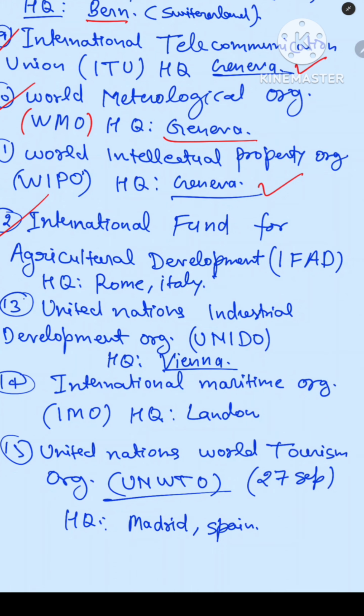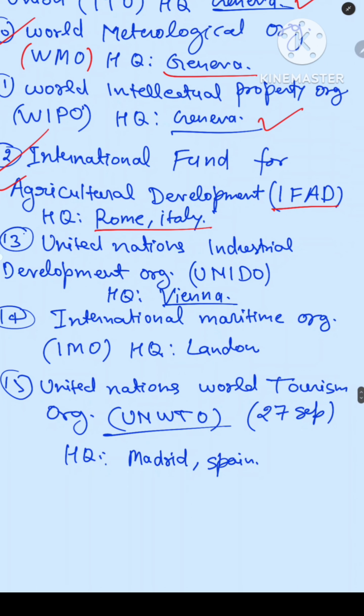Another important organization is the International Fund for Agricultural Development, IFAD, in Rome, Italy. Remember one thing: if anything in international organizations is related to agriculture, most of the time it is in Rome, Italy. As I told before, FAO's headquarters is also in Italy, and there is another organization, the World Food Programme. When we study the funds and programs of the United Nations, that organization's headquarters is also in Rome, Italy.